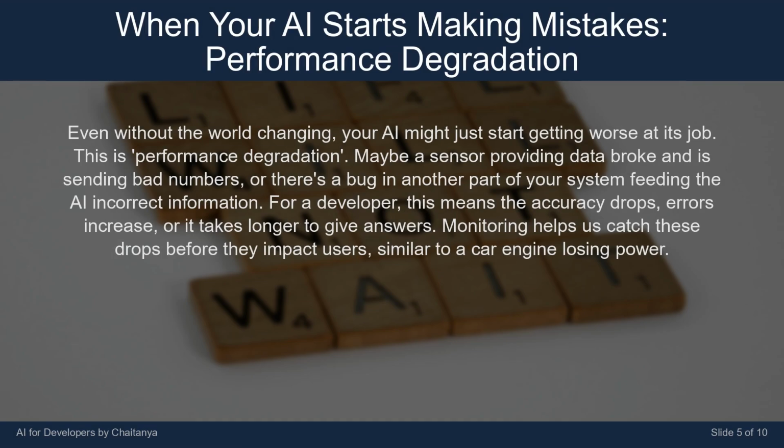Even without the world changing, your AI might just start getting worse at its job. This is performance degradation. Maybe a sensor providing data broke and is sending bad numbers. Or there's a bug in another part of your system feeding the AI incorrect information. For a developer, this means the accuracy drops, errors increase, or it takes longer to give answers. Monitoring helps us catch these drops before they impact users. Similar to a car engine losing power.